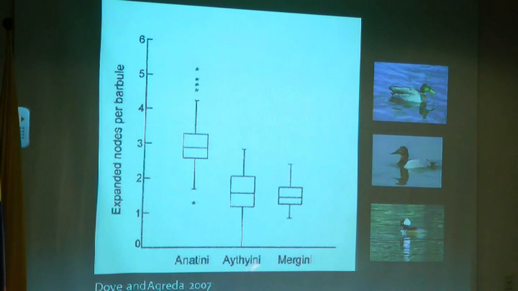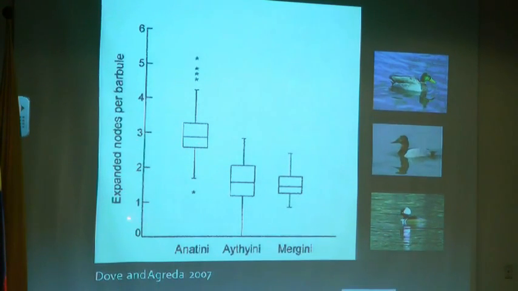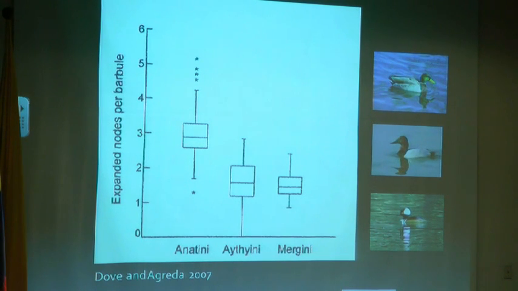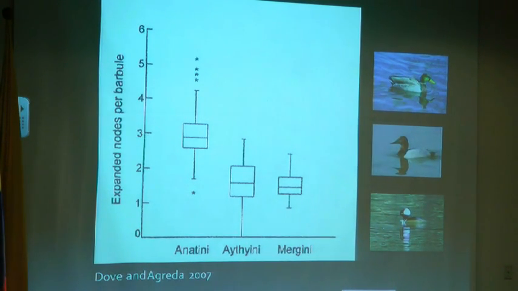And we looked at the subfamilies of the diving ducks and the dabbling ducks, and we found that they actually have more expanded nodes per barbule if they're dabbling ducks than if they're diving ducks. And so our conclusion is that these nodes may actually help trap air and help better insulate the bird. And so if you're a deep diving bird, you don't want to trap air because you want to dive, you want to get air out of your plumage. And so there may be some functional significance to these nodes after all.